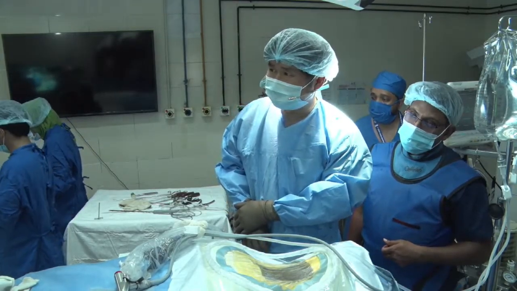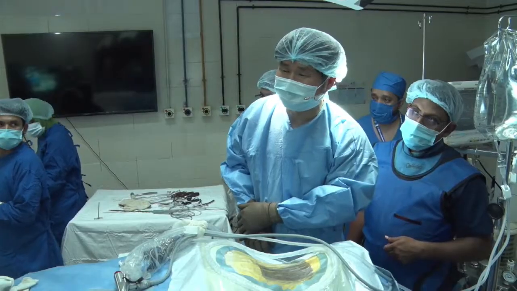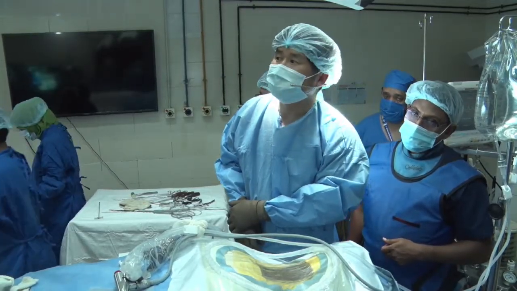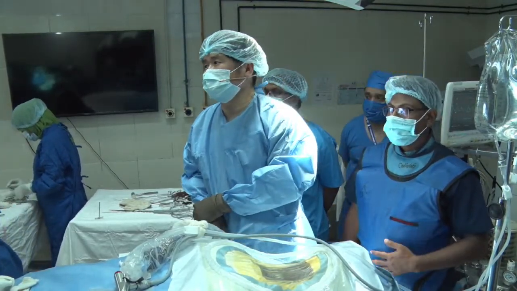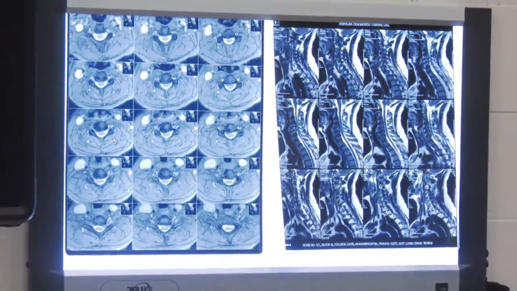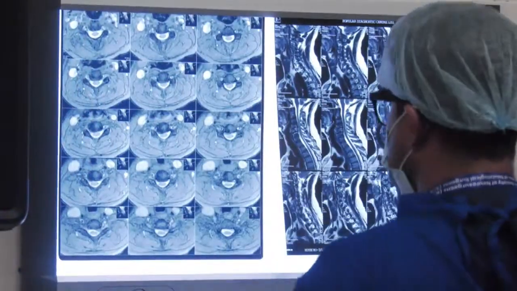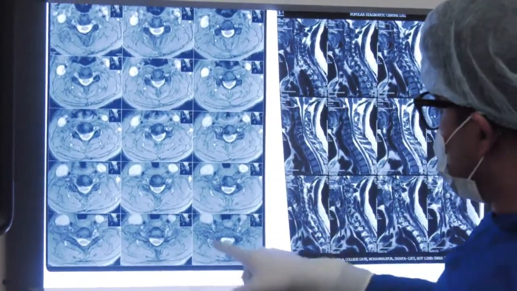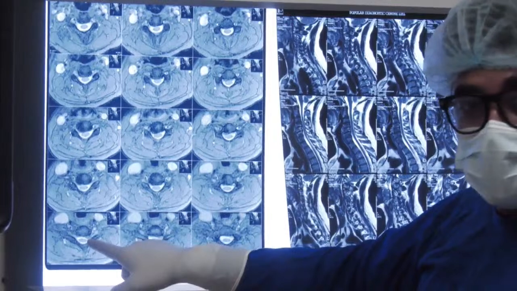This patient mainly has a C7 dermatome distribution on the left side. You can see there is a huge disc herniation at C6-7. Please zoom. Azam sir, please show us.